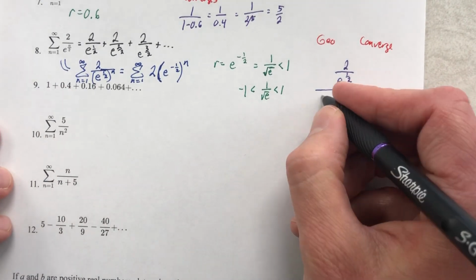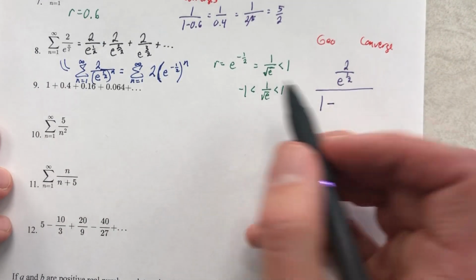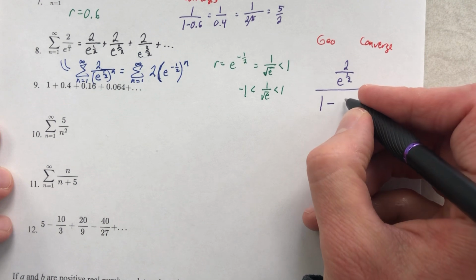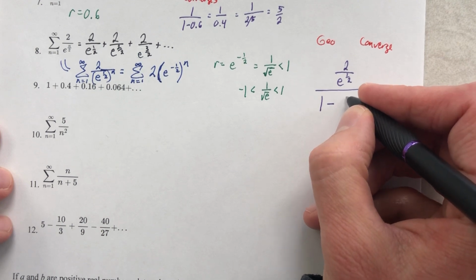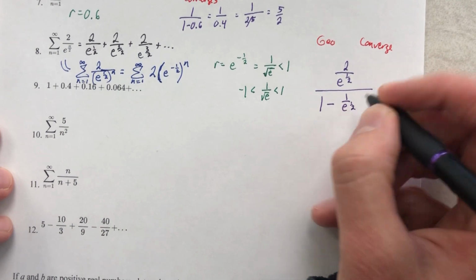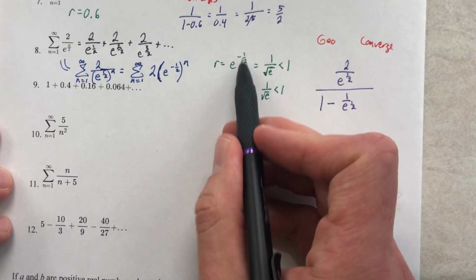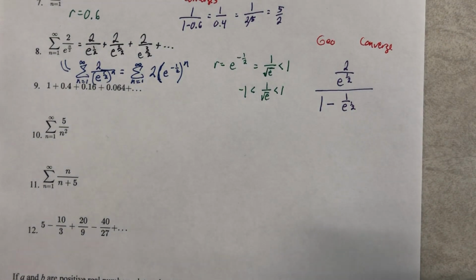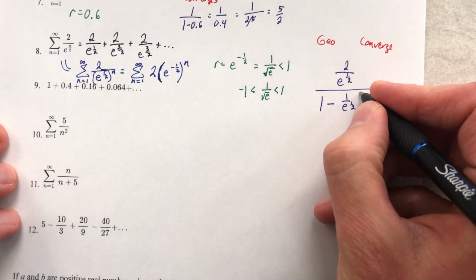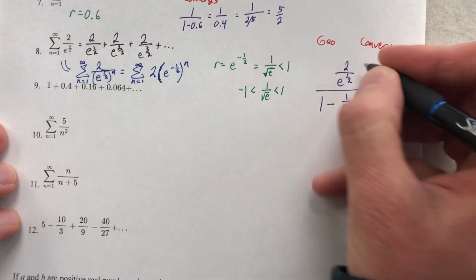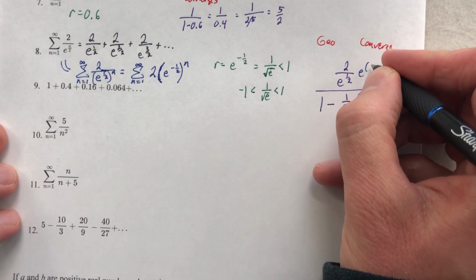And then 1 minus my common ratio, which is 1 over e to the 1/2. You could call it this. You could call it that. Either way you want to call it, as long as you call it. And we're going to beat this up. When you have a complex fraction like this, I have a great recommendation. Why don't you multiply everything by e to the 1/2? It's going to wipe out the denominators within your denominators.